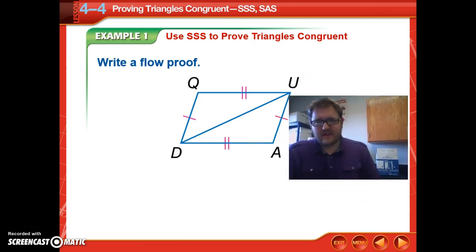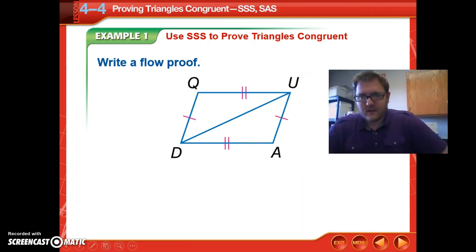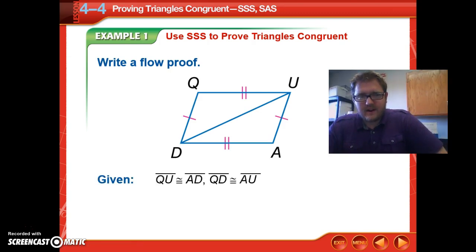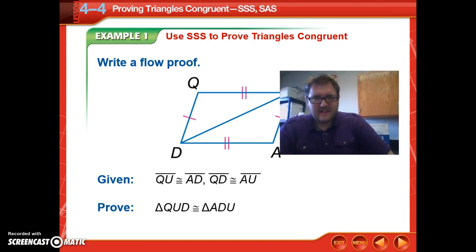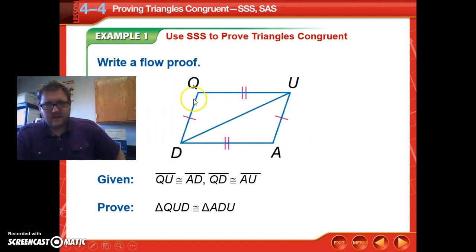So thinking about this in terms of a flow proof, we are given that QU is congruent to AD, as you see in the diagram. We also know that AU is congruent to DQ, or QD. We want to prove that triangle QUD is congruent to ADU, and we want to use our side theorem, SSS. We know that this side and this side are congruent, this side and this side are congruent. We just need that third side.